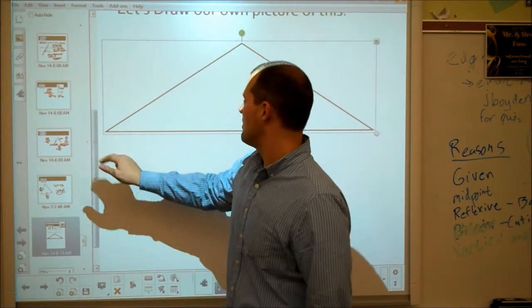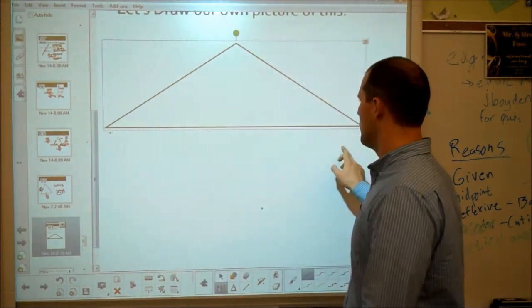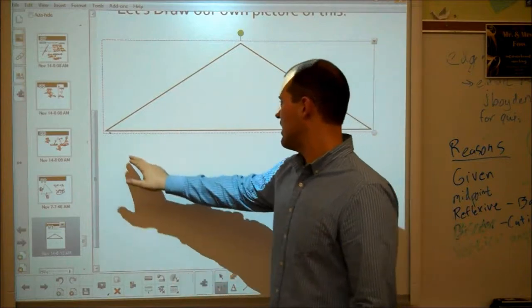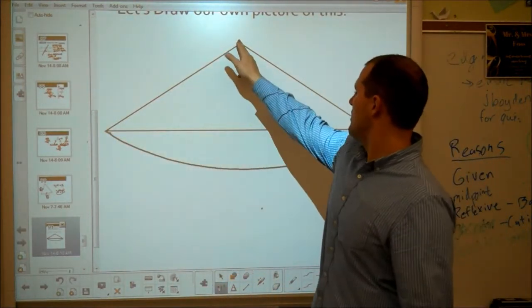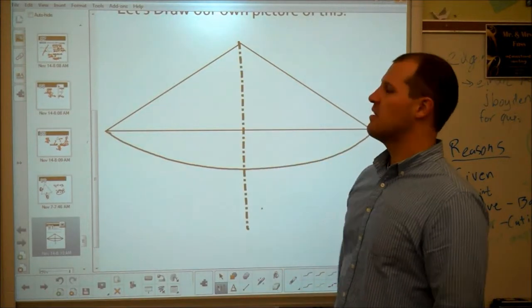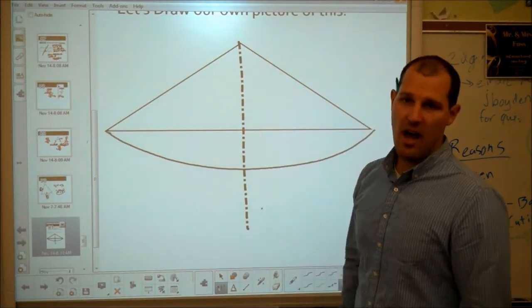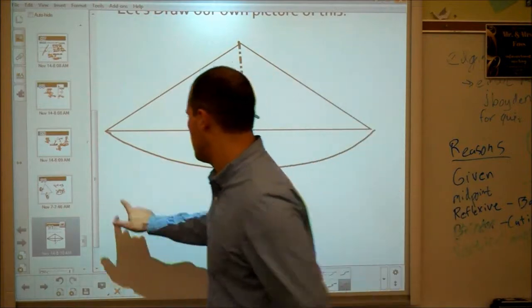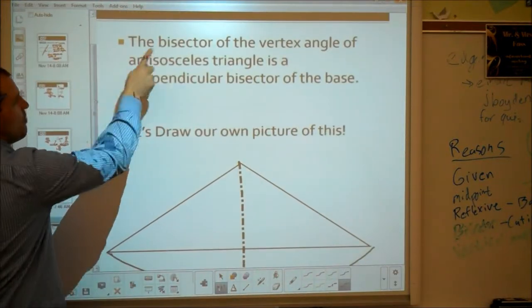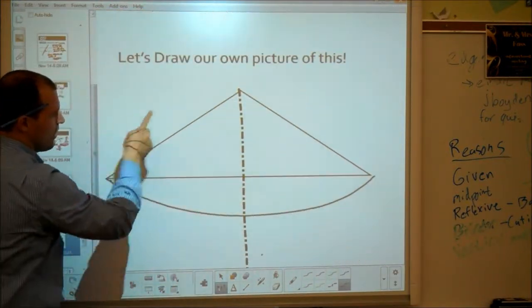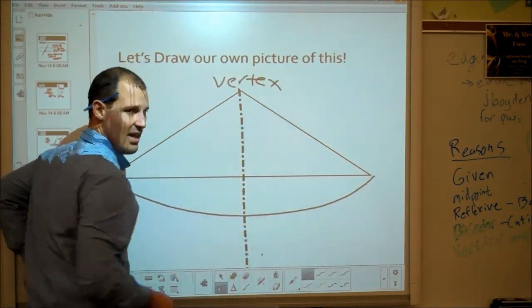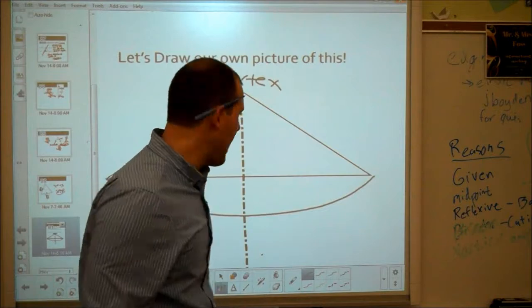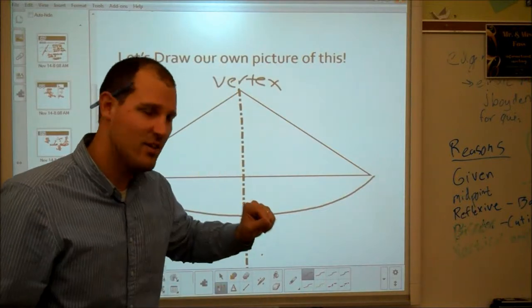Imagine that I've got a little slice of pizza right here. So if we're going to have a slice of pizza, we're probably going to have a little bit of crust. And all this is saying is we're going to slice the piece of pizza in half. Okay, let's connect that to the language. Language said the bisector of the vertex angle. Okay, this is the vertex angle. Bisector means to snip, snip, snip, cut it in half. That's what we've done. Bisector of the vertex angle.